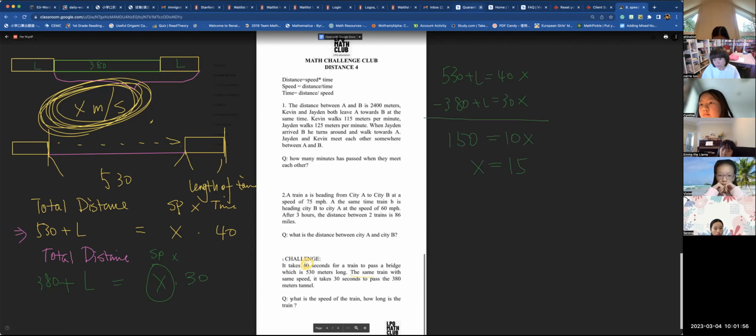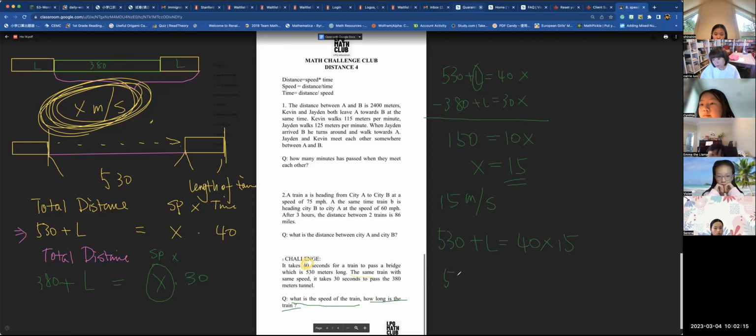So I already got this one. What is the speed of the train? 15 meters per second. How long is the train? So how do you get it? The length of the train is L. So how do we do it? 530 plus L equals 40 times what?